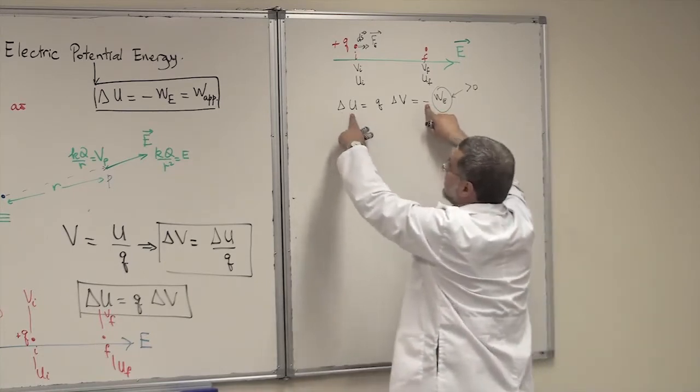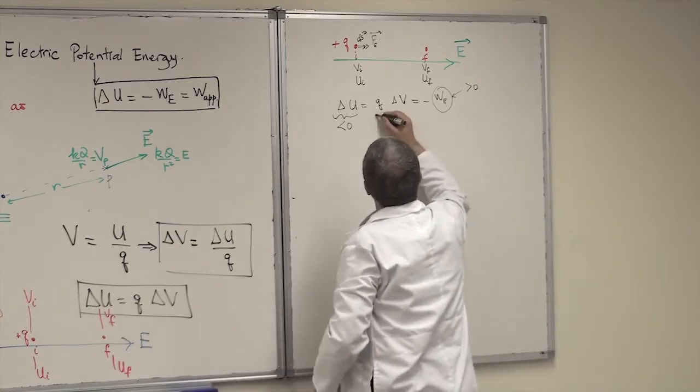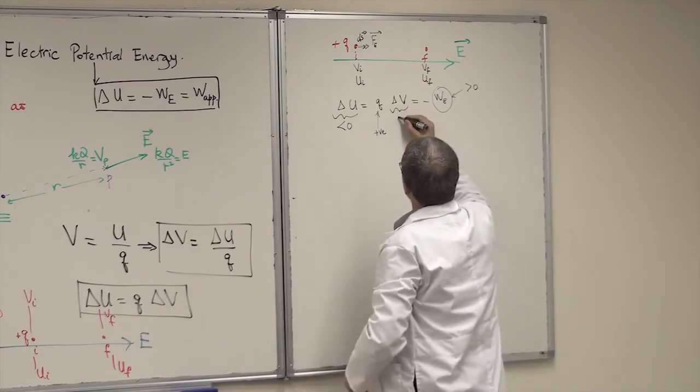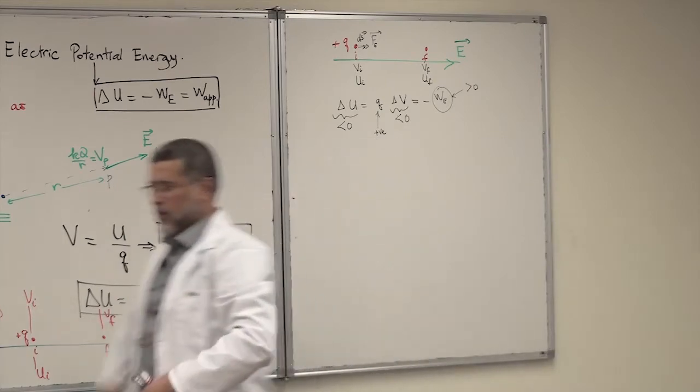So delta U is what? Delta U will be negative. And this is a positive charge, all right? It's a positive charge. So delta V will also be negative. Very important.